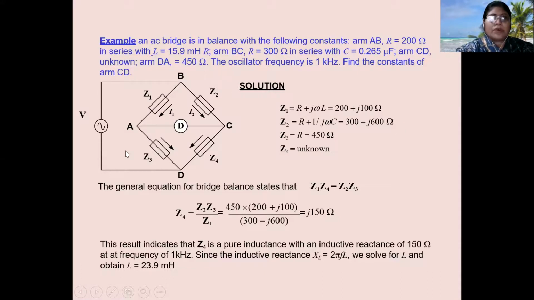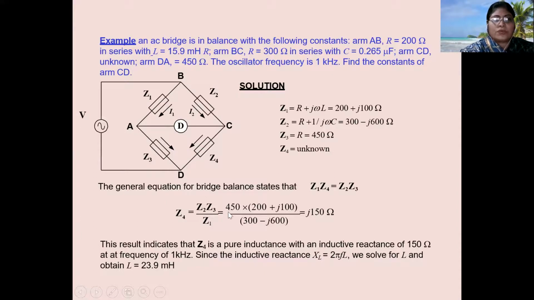We know that the value of Z3 is equal to 450 ohm. Only Z4 is unknown, so I can apply the balance condition. If the bridge is at balance, the balance condition can be applied: Z1 Z4 equal to Z2 Z3. So let us do the calculation. Z1 Z4 equal to Z2 Z3, so Z4 is equal to Z2 Z3 divided by Z1. Now write the values of Z2, Z3 and Z1, so the value of Z4 can be calculated.